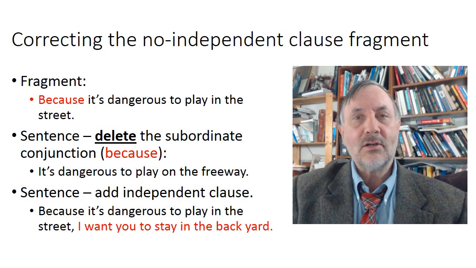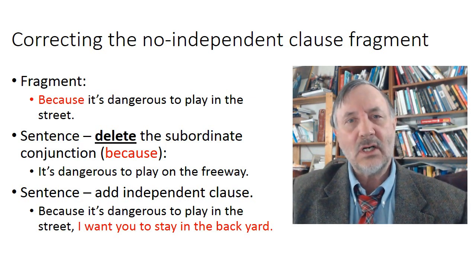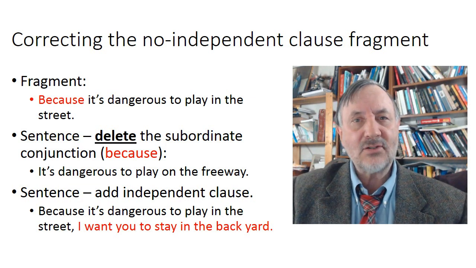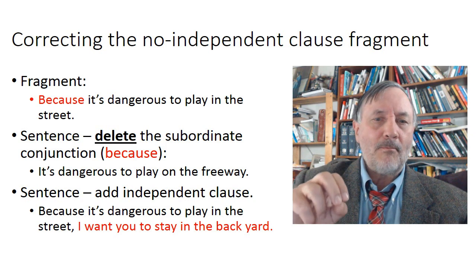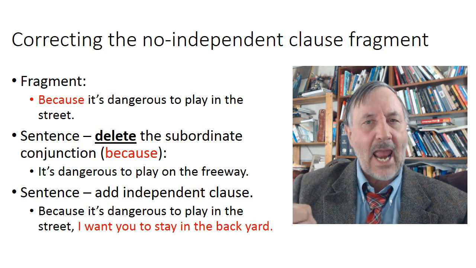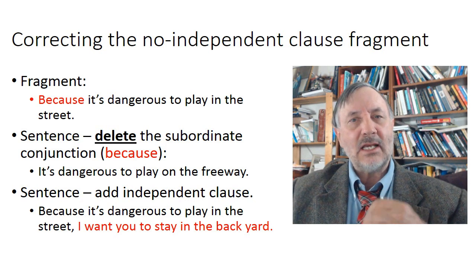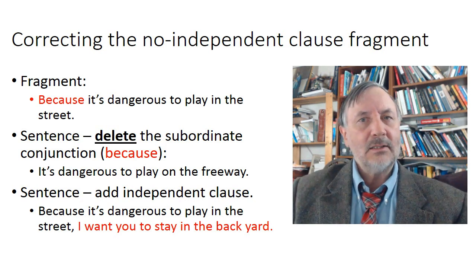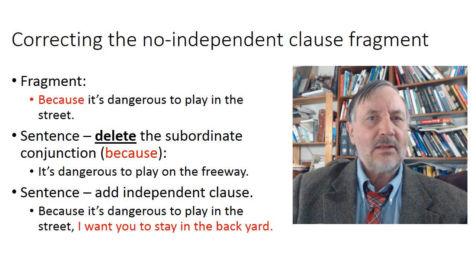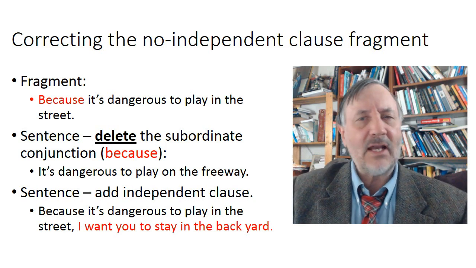Remember that in the text there are several other examples, and at the end of this whole exercise, you'll be invited to take the check your knowledge exercise. But the no independent clause fragment is a fragment that appears to be a sentence. It has a clause, that is a group of words that has a subject and a predicate. But the problem is that it contains a subordinate conjunction which governs that clause, and therefore it can't qualify as an independent clause.